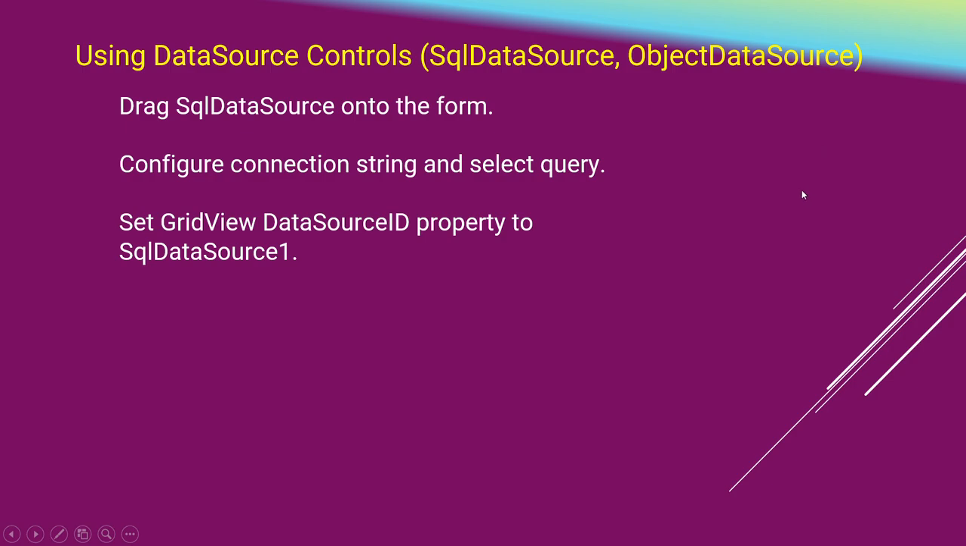Data source controls like SqlDataSource simplify data binding by connecting your GridView directly to databases. Configure your SQL query in the SqlDataSource and link it to the GridView via DataSourceID to reduce code complexity.